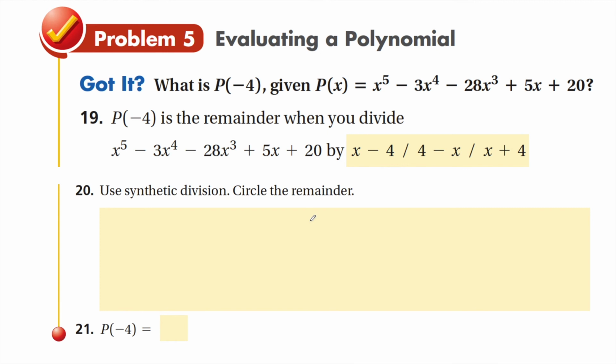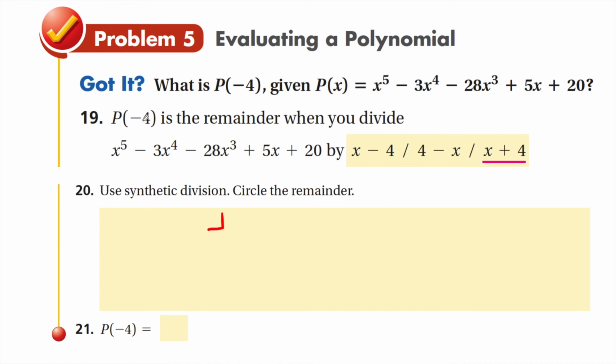Evaluating a polynomial. What is p sub negative 4 given that p sub x equals x to the 5th minus 3x to the 4th minus 28x to the 3rd plus 5x plus 20? Well, if p sub negative 4 is a remainder when you divide, then we're just going to be dividing by the opposite of negative 4, so it would be x plus 4. And if we use synthetic division, we are going to set this up like we normally would.